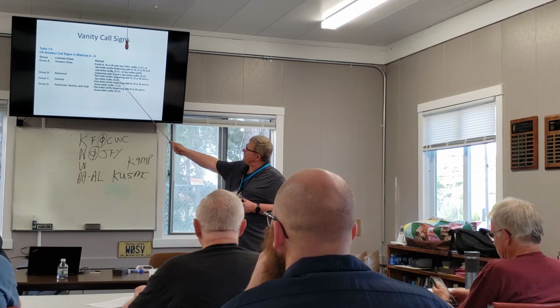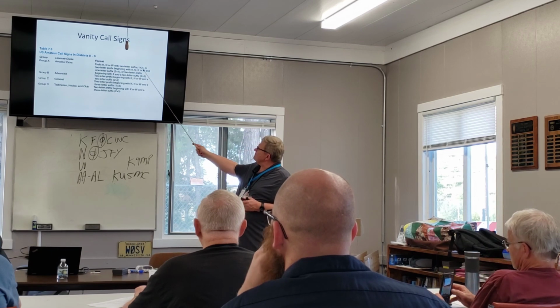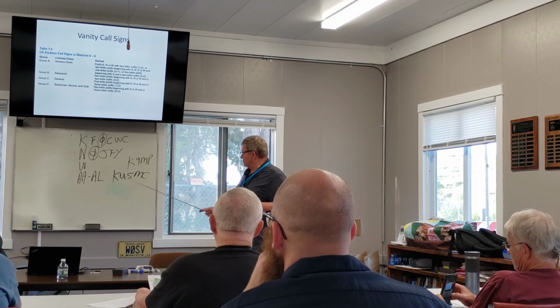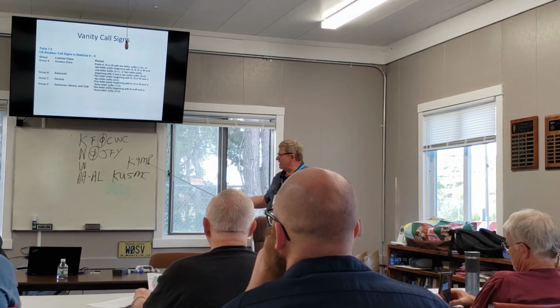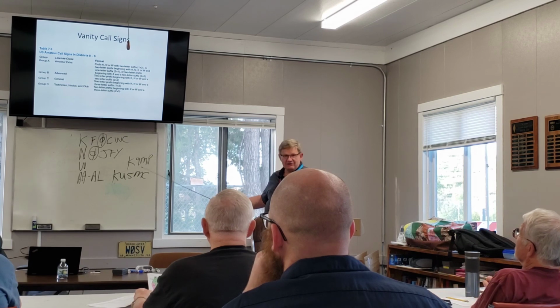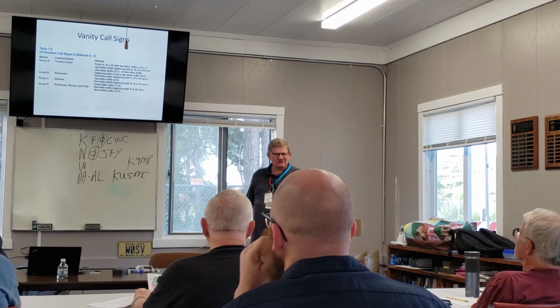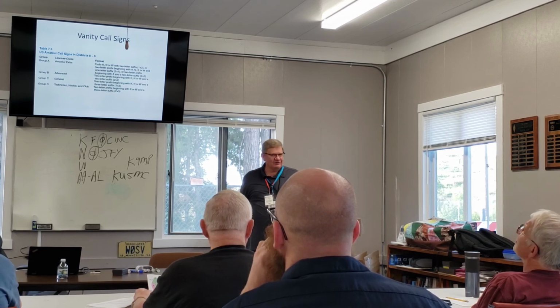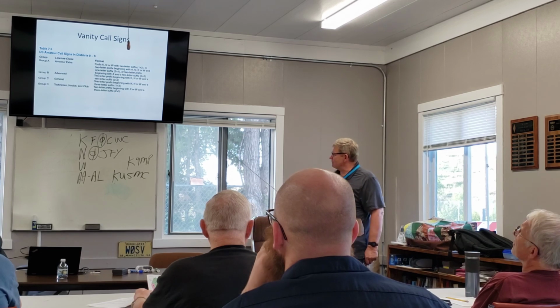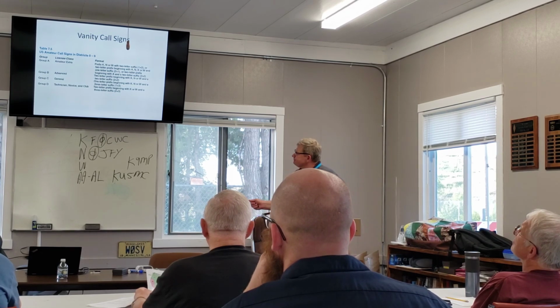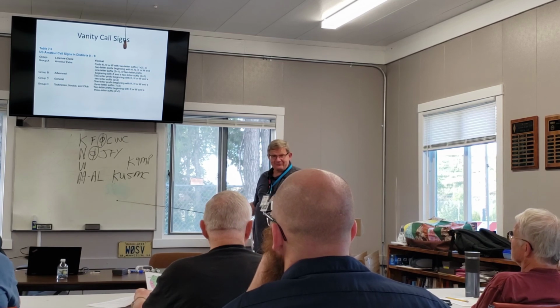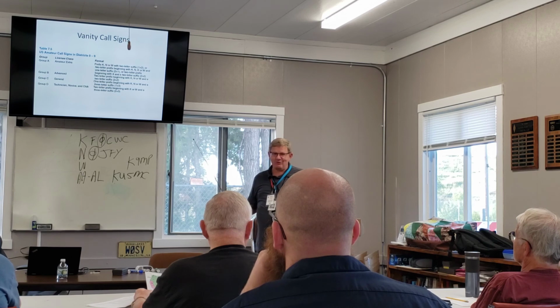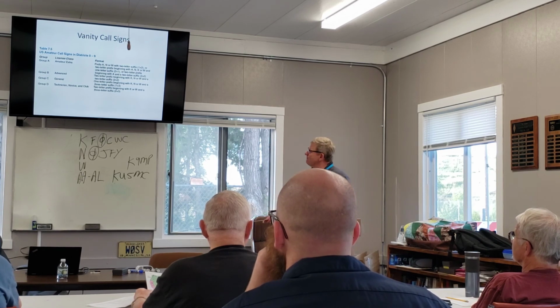You can have a prefix of K, N, or W with a 2-letter suffix, which is called a 1x2. So Lee has a 1x2. You don't count the number, okay? You count the letters, 1x2. The shorter it is, the easier it rolls off your tongue when you're transmitting. I couldn't figure one to get 1x2. Sometimes it's hard to find them because a lot of people have them. There's only so many 1x2s that you can get.